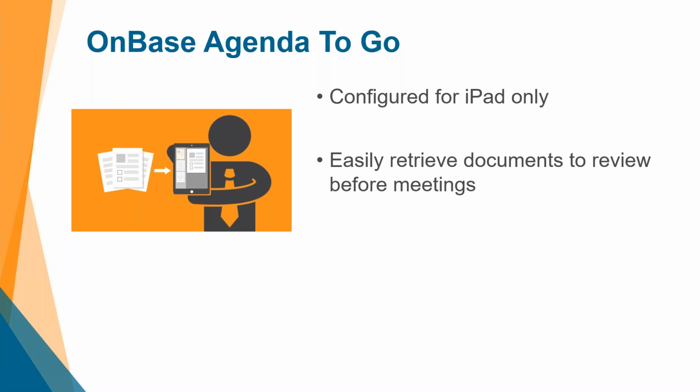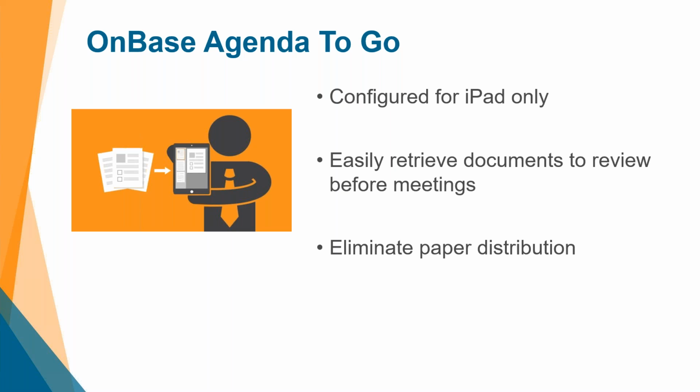OnBase Agenda to Go is a great tool to allow board members to prepare for the meeting by reviewing all meeting materials, including agenda items and the supporting documentation. It provides the ability to securely take notes on the meeting, flag agenda items of interest, mark up supporting documents, and share notes and annotations via email to staff, all done within an iPad. This is also an awesome tool to help eliminate paper meeting packet distribution.